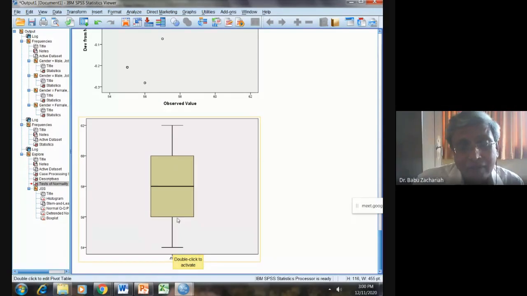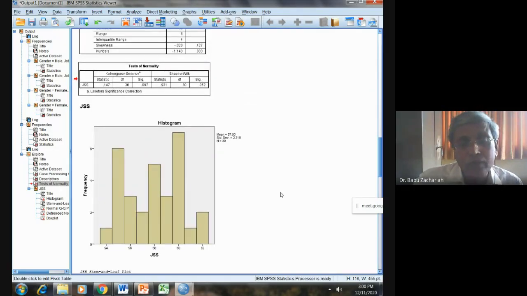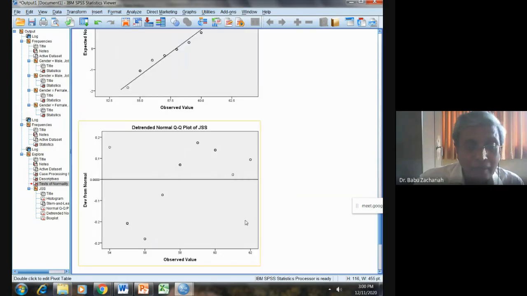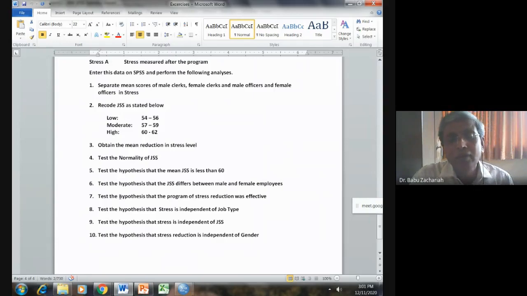Okay, and now, if this is symmetric, then we can conclude it is normal. So these are the things by which we can come to a conclusion that a variable is normally distributed. Now we'll go to the next question: test the hypothesis that mean JSS, job satisfaction score, is less than 60. So hypothesis testing and background knowledge are required.